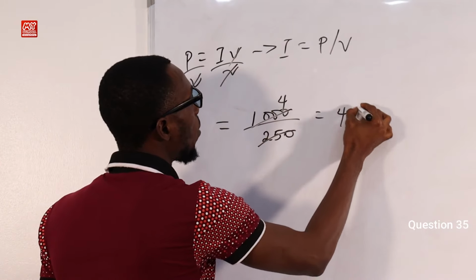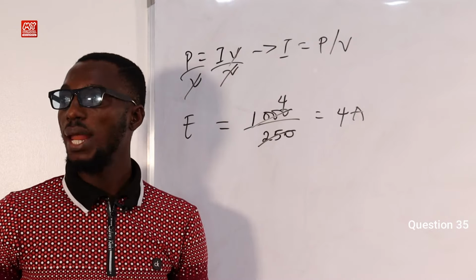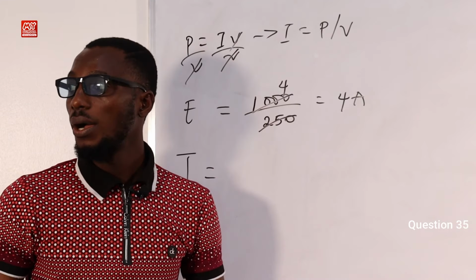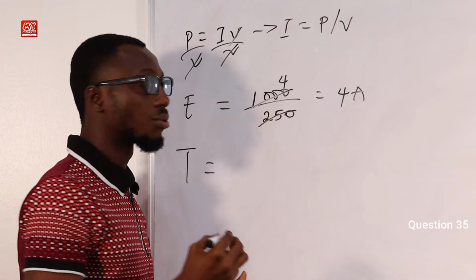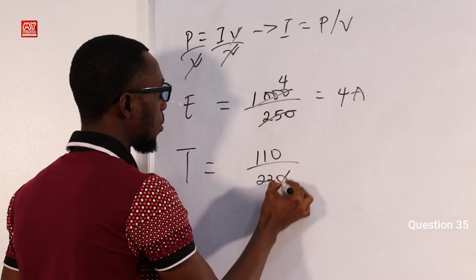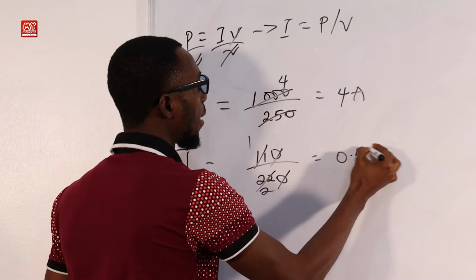So this is 4 amperes, the current for the electric iron. We have another appliance, the television sets. The power consumed is 110 over 220, that is 110 watts over 220 volts, which gives 0.5 amperes.